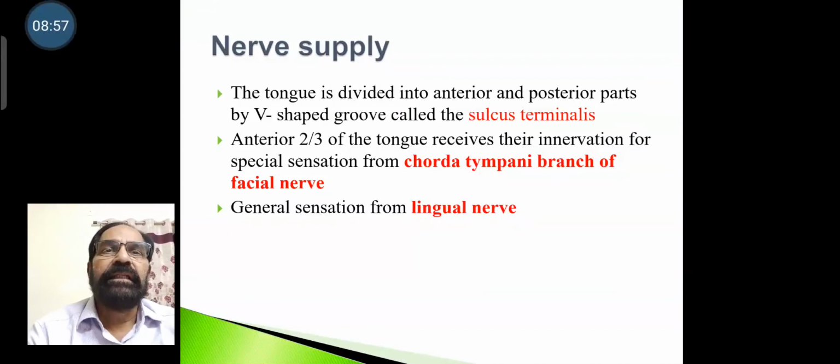Nerve supply. The tongue is divided into anterior and posterior parts by a V-shaped groove called the sulcus terminalis. The anterior 2/3 of the tongue receives its innervation for special sensation from the chorda tympani branch of the facial nerve. The general sensation is from the lingual nerve. So this part develops from the first arch, that is the mandibular arch, so its nerve supply is derived from the mandibular nerve.